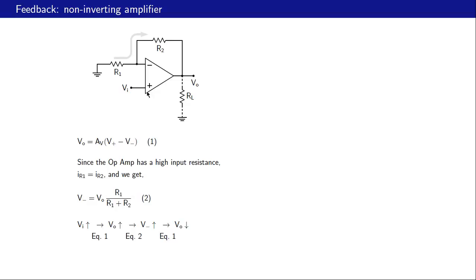Now let us imagine that Vi has increased. Vi is the same as V plus. If V plus increases, VO will increase by equation 1. If VO increases, V minus increases by equation 2. If V minus increases, because of this negative sign, VO will decrease. We see that this is a negative feedback situation because these trends are opposite. So the circuit is stable and we can proceed with our analysis.